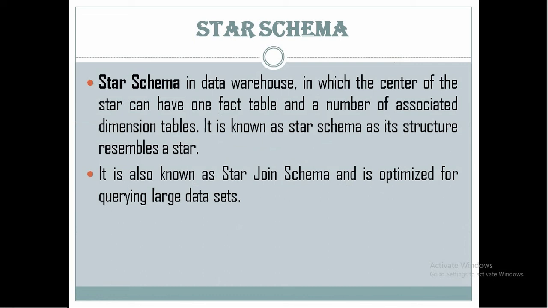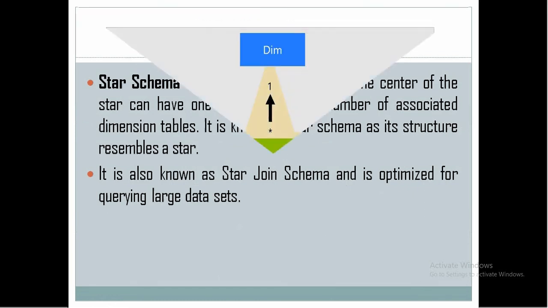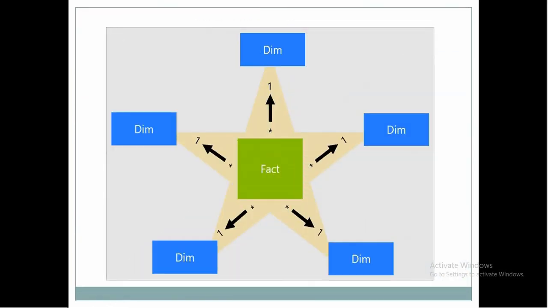It is also known as star join schema and is optimized for querying large data sets. This is the simplest data model in a data warehouse. Here it resembles a star. The center of the star consists of the fact table and the points of the star are the dimension tables.